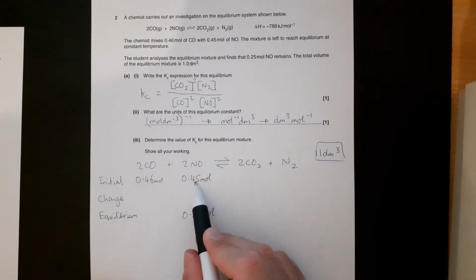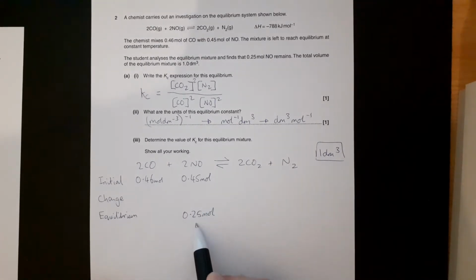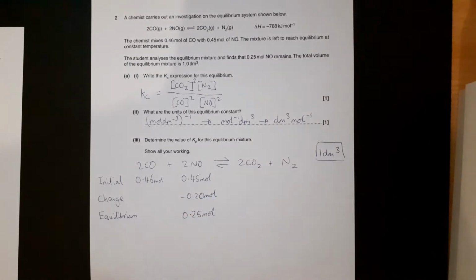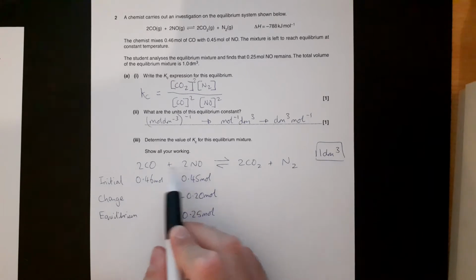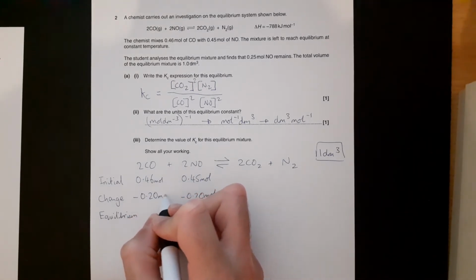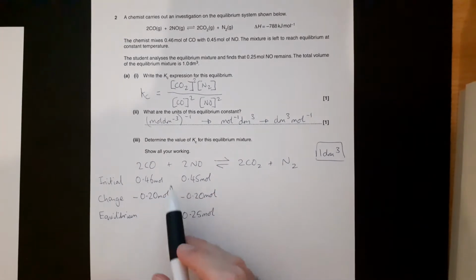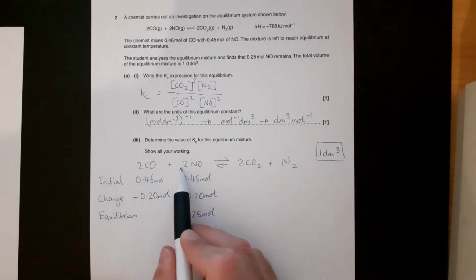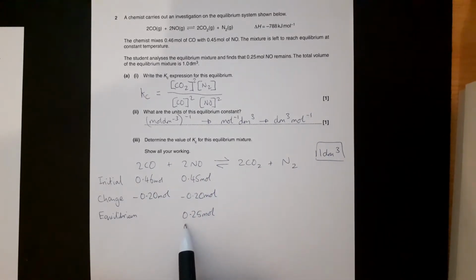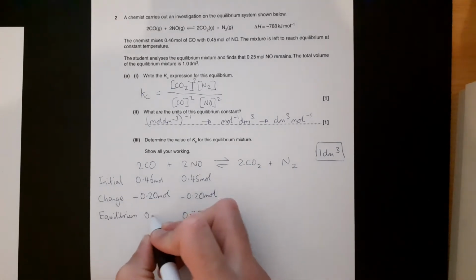Okay, well, if we started with 0.45 here and we ended up with 0.25, then we've gone down by 0.2, haven't we? And because we've got a 2-to-2 ratio here, we should also be going down by the same amount here. They're going to react in the same ratio. Just be careful that you make sure you're applying the ratio to the changes, not to the initial amounts or to the equilibrium amounts. It will be a 2-to-2 ratio here in the change because they react in a 2-to-2 ratio. So if we take that away, we're going to end up with 0.26 here.